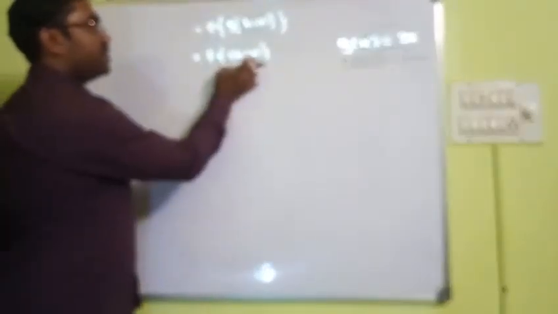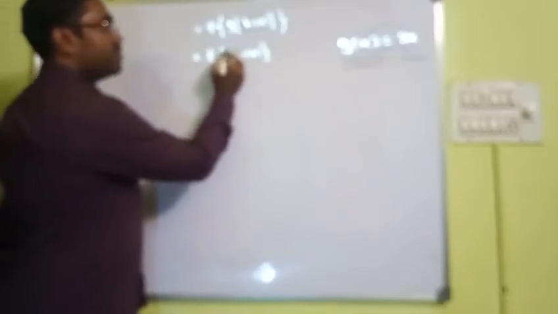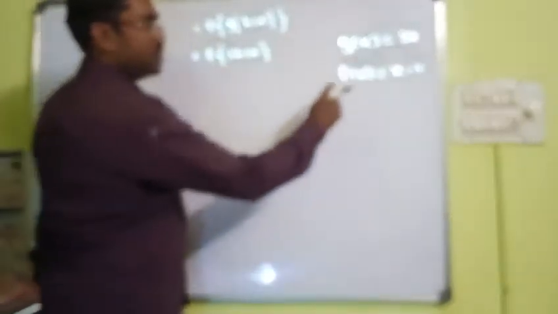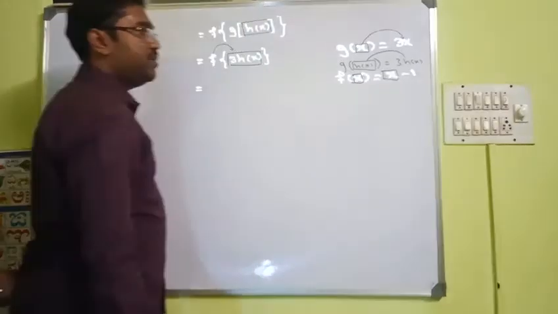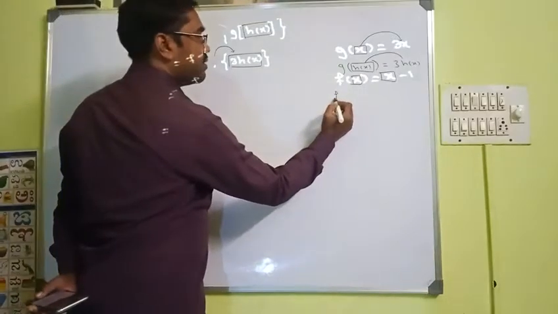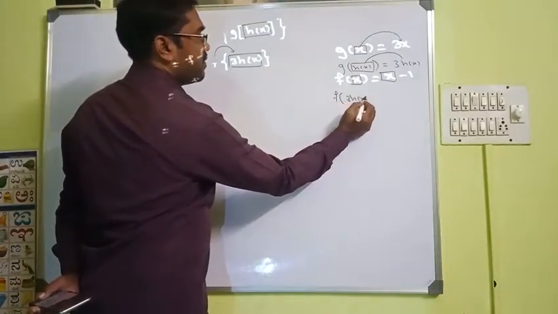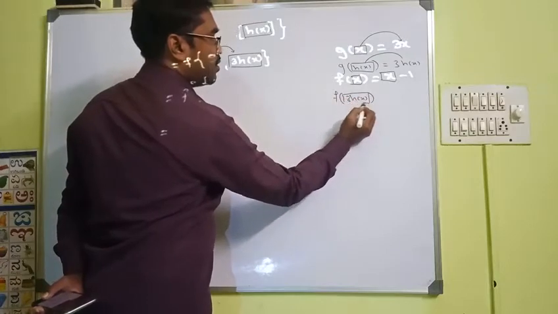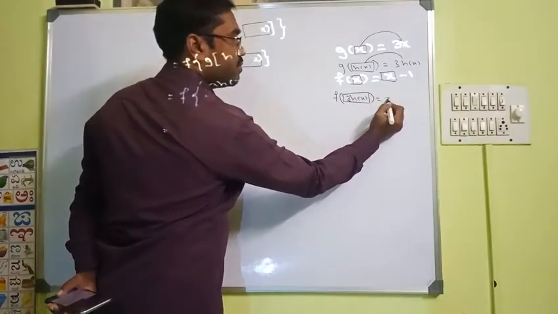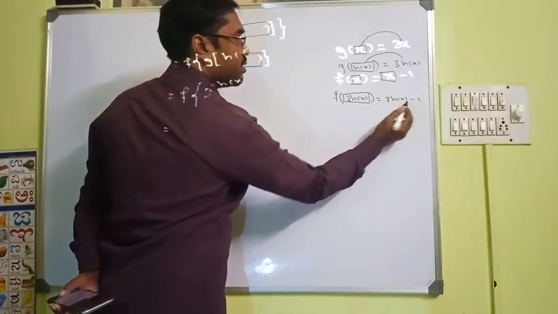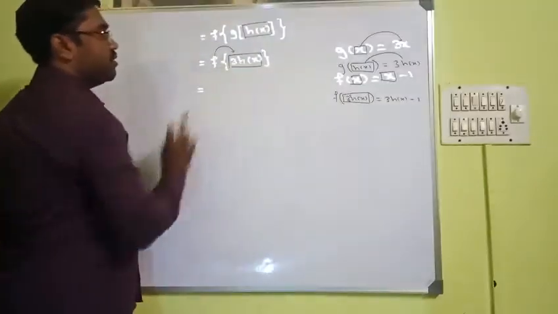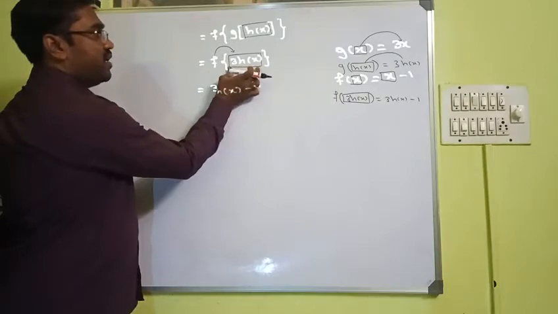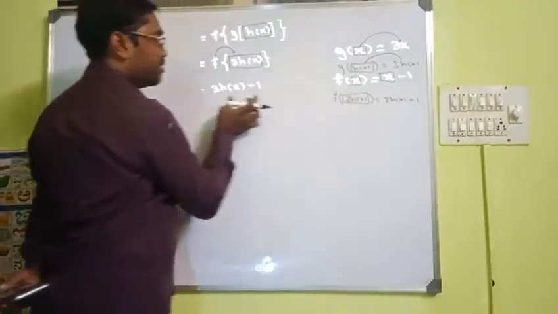Now let us apply f on this element. Now we consider this as one element and apply f on this. But what is f? The f of any element is element minus 1. Now if you apply f on this element, 3h of x, this is now the element. What do you get? Element minus 1. Element is this. Now let us take this here. f of element is element minus 1. We have taken this here.